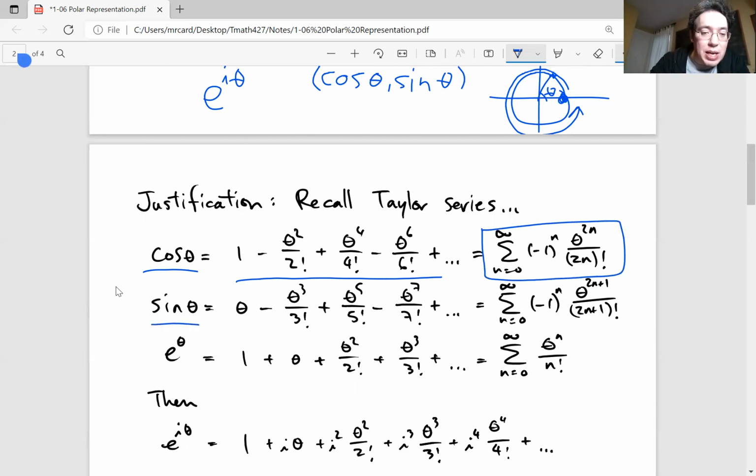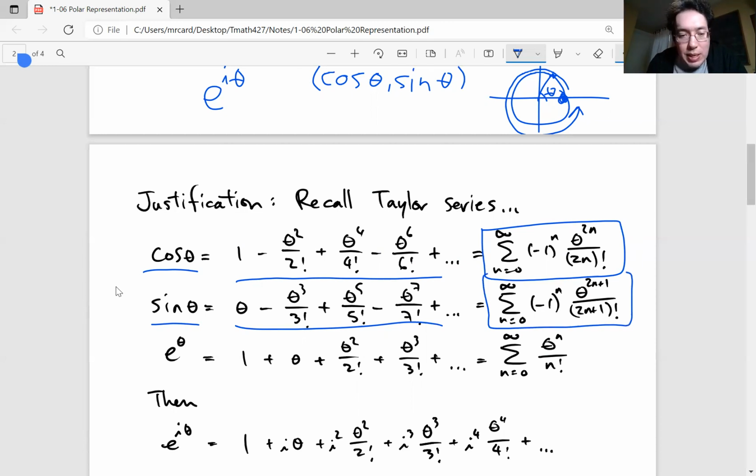The Taylor series for sine is very similar. The only difference is that you count up the odd powers instead of even powers, and you start with the power 1. You also alternate signs. So that's what the Taylor series for sine looks like.